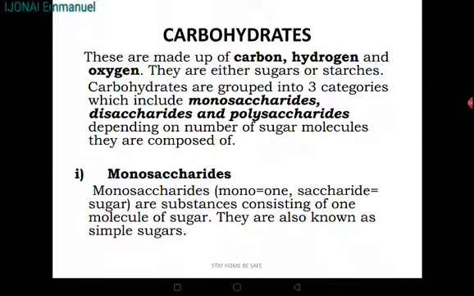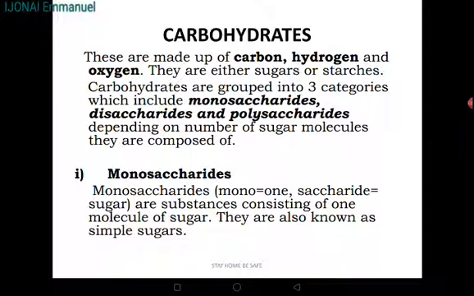Carbohydrates are made up of carbon, hydrogen, and oxygen. You remember this in your senior 1 chemistry, the elements: carbon, hydrogen, and what? Oxygen. That means they are organic compounds. Compounds that contain carbon and hydrogen are called organic what? Compounds. And majorly they exist as sugars in our bodies. They are grouped into three.